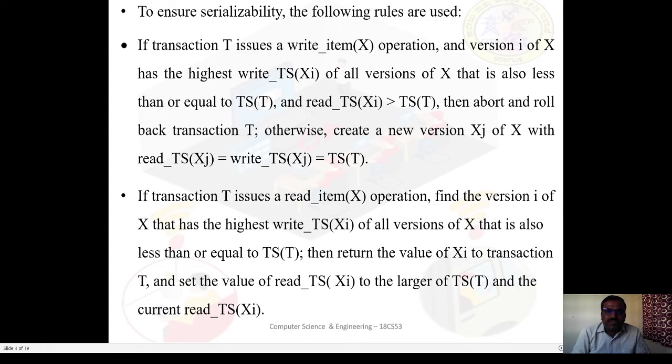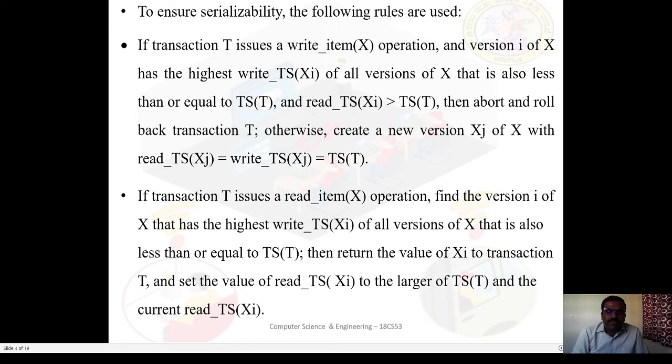If a transaction T uses a write_item(x) operation and version i of x has the highest write_TS of xi of all versions of x that is also less than or equal to TS(T), and read_TS of xi is greater than TS(T), then abort and roll back transaction T. Otherwise, create a new version xj of x with read_TS of xj equal to write_TS of xj equal to TS(T).